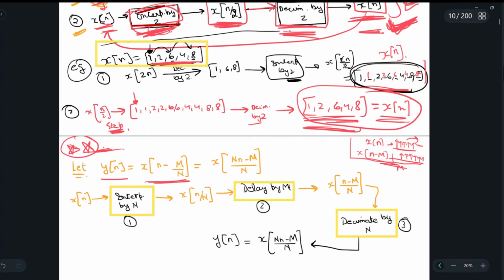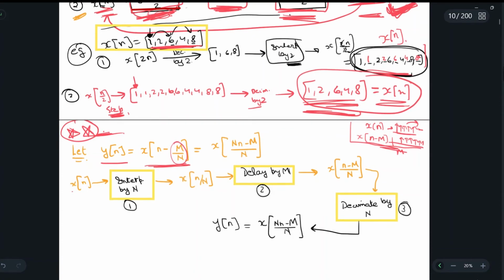Suppose we are given a question in which we have to find out a value like this which is given to us. So first of all, we will simply write xn. Then in the first step, that is interpolation, as we discussed earlier, the first step always has to be interpolation. And doing so you will get the interpolated part. And now secondly, you will do a delay of m, that is we are simply delaying it by m, moving the signal to the right. And now we will decimate it by 2.